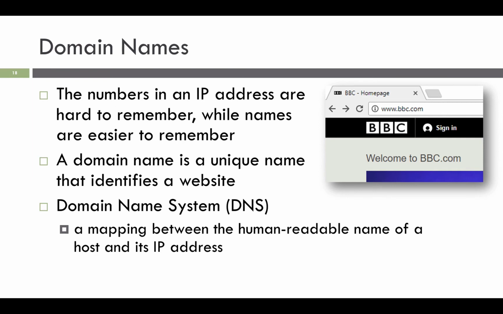A domain name is a unique name that identifies the website. The domain name system, or DNS, does the conversion for us. DNS creates a map between the human-readable name of a host and its IP address. When we type bbc.com in the address bar of the browser, DNS looks up the name and tells the router to go to that IP address.